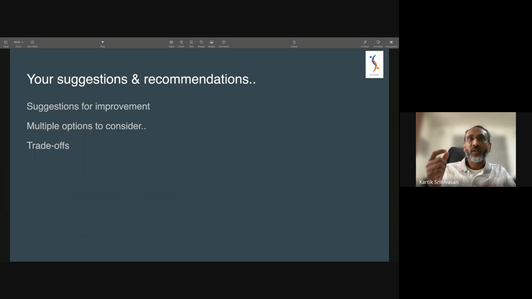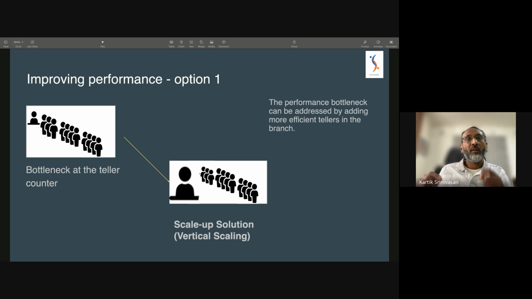Correct? So obviously there are multiple options to consider. There are trade-offs, and there are many suggestions for improvement. So we can think about it. The first thing that comes to your mind is to basically replace the person with somebody who's more efficient. Correct? So get rid of that person who's come here today, and replace him by that person who has sat at that counter for the last 10 years and is much faster at it. So great. I can get a better, more efficient person sitting at the counter, and he will be able to deal with this better.